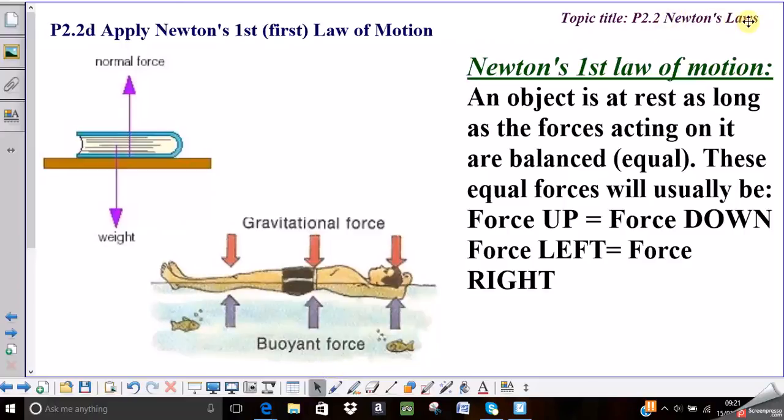Physics, Newton's laws, P22D, apply Newton's first law of motion. Newton's first law of motion. Now what do we have here?